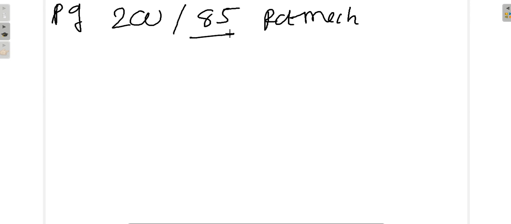This is a solid sphere set into motion on a rough horizontal surface with a speed v in the forward direction and the angular speed v upon r in the anti-clockwise direction. So the situation is a little different here.